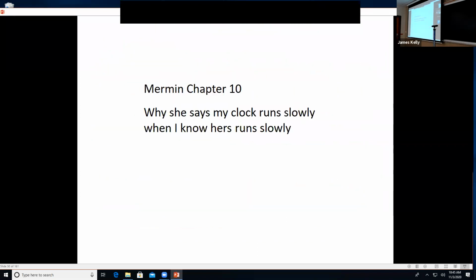Wow, there's another chapter. This is going fast, so maybe we'll get to chapter 16 or 17 after all. It depends on how much stuff we go through quickly.